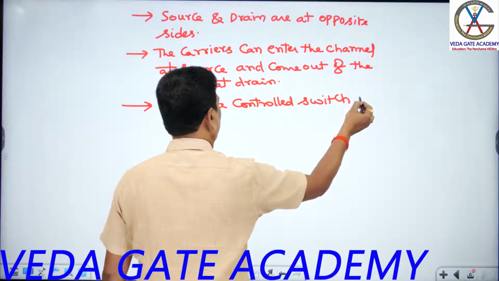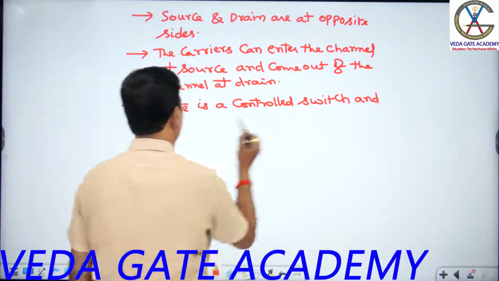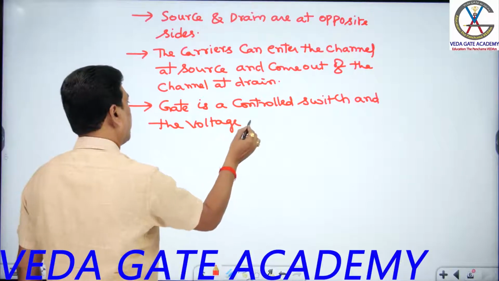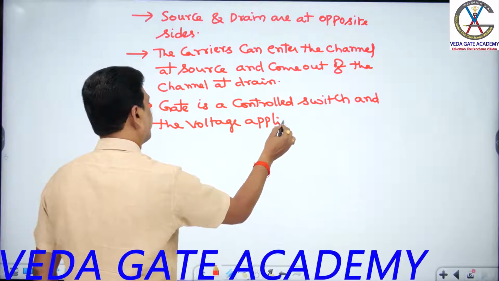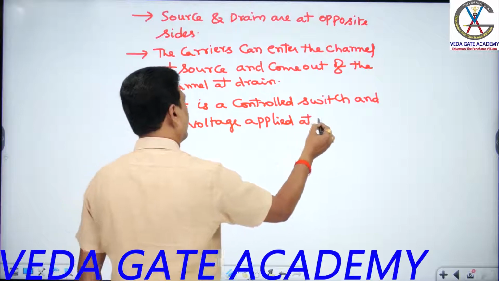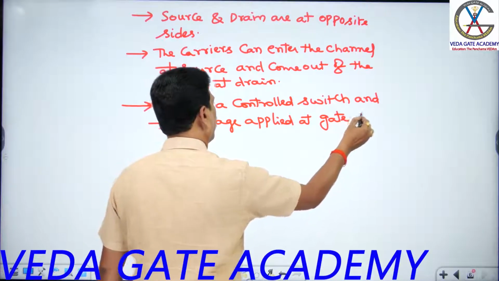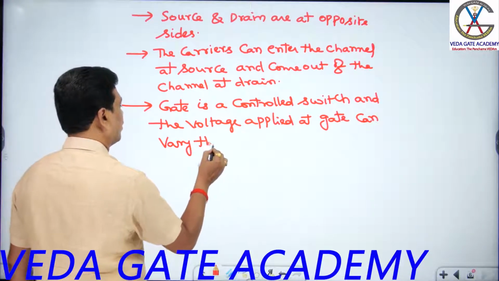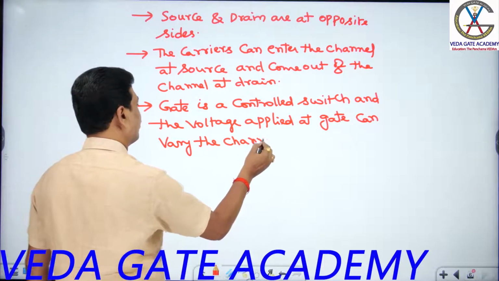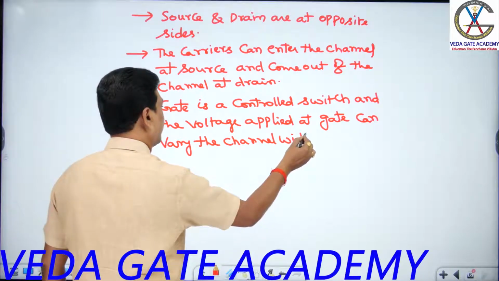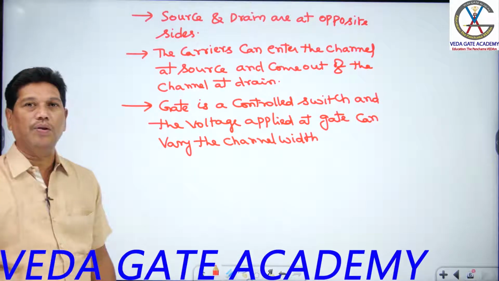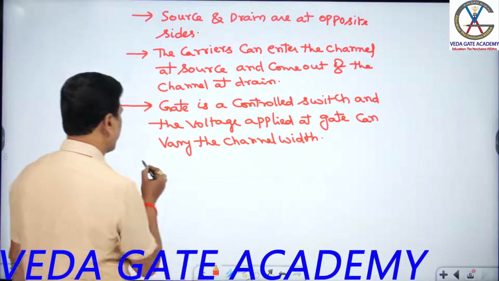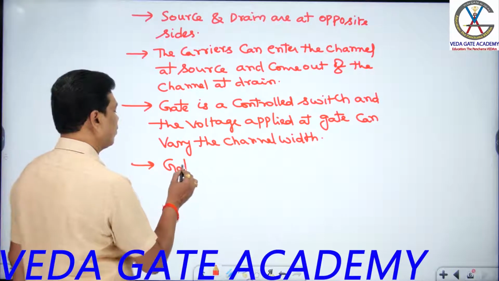Gate is a control switch, and the voltage applied at gate can vary the channel width, to get that variation of conductivity, students. Variation of conductivity, right? And I told you that gate is opposite impurity always.